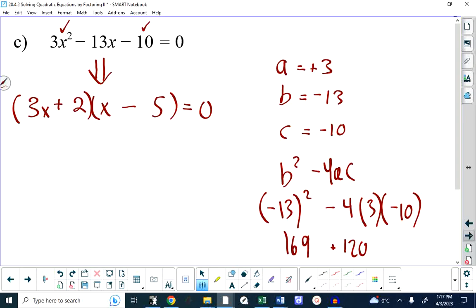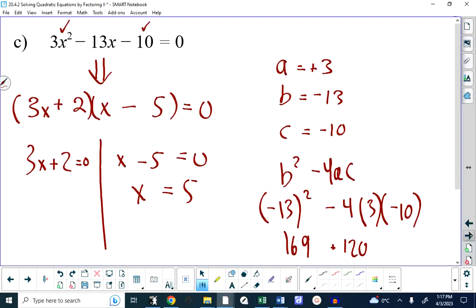So that means 3x plus 2 equals 0. That means x minus 5 equals 0. You solve this and get x equals 5. Another question for you. How many of you see the little equation on the left, which I should have put equals 0? That equation is going to give us x equals negative 2 over 3.